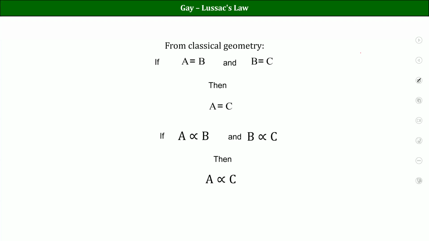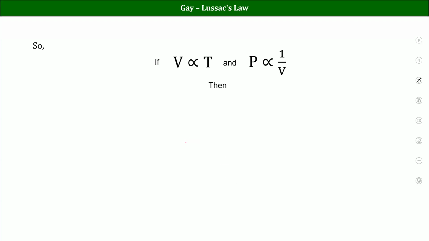It turns out you can do the same thing with that proportionality symbol. If A is proportional to B and B is proportional to C, then A is proportional to C. I'm not going to make you do this derivation yourself, but just to show you where these equations come from: if volume is proportional to temperature and pressure is proportional to 1 over volume, those two laws we already looked at, we can write the same exact equation as Charles' law, except with pressure in there instead of volume. So P1 over T1 is equal to P2 over T2, as long as you're in Kelvin.